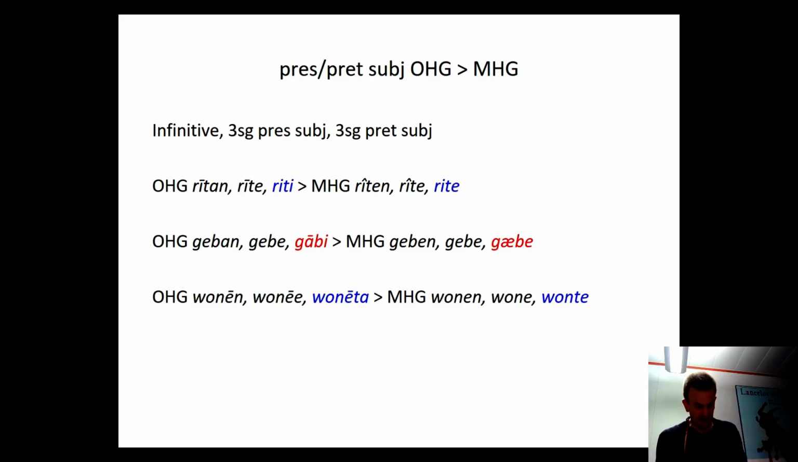The situation is different with weak verbs. Here the umlaut is blocked by the dental suffix even in the case of root vowels capable of umlaut, so that in the past tense the forms of the indicative and subjunctive cannot be distinguished.